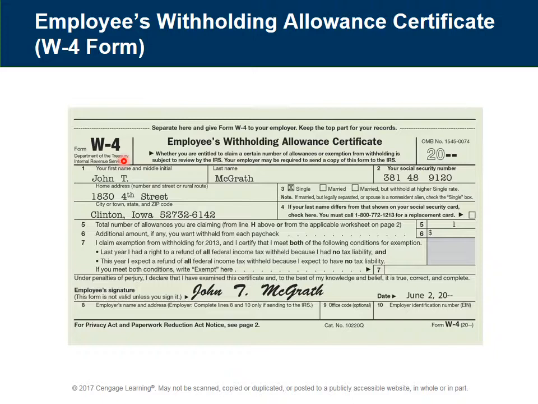So a W-4 is required whenever a new employee signs on to work, and it tells the employer how much to withhold from their paycheck. And this kind of information will be filled out. This shows that this individual has one dependent. So it appears that this individual is single with no dependents other than himself. And this will be used by the employer to figure out how much tax to withhold.